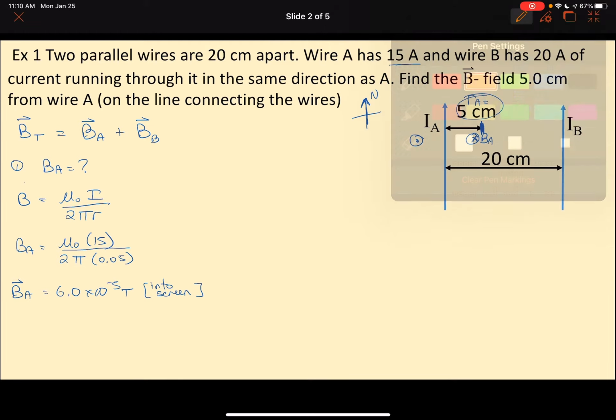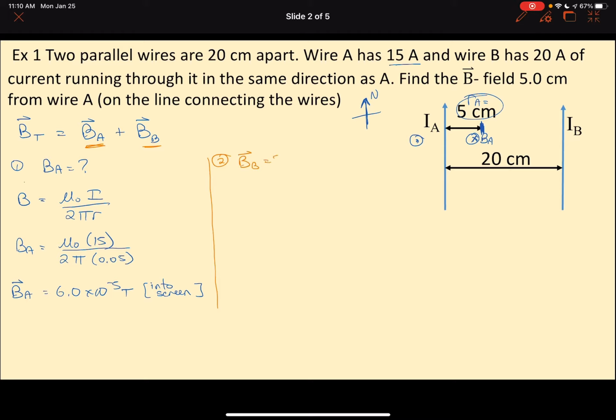We're going to do the same thing for B. Let's stick a little line here, and we'll say next step. So we've just found this one, and we've got to find this one as well. So what is the B field due to B? Again, mu naught I over 2 pi r. The B field due to B is mu naught, and mu naught is 4 pi times 10 to the minus 7.